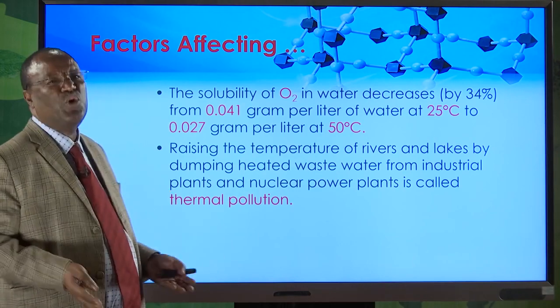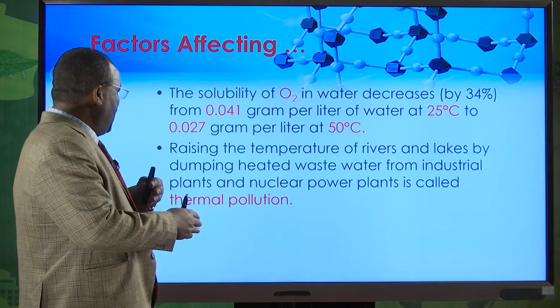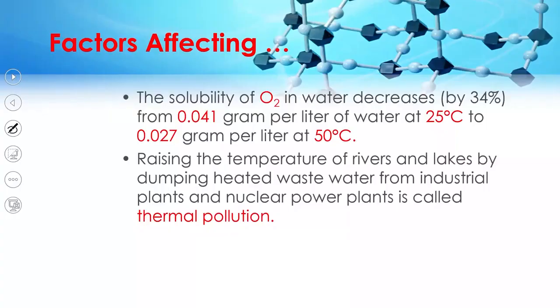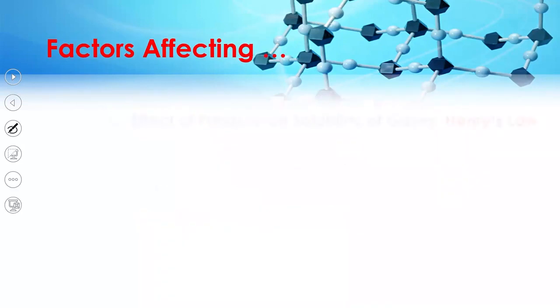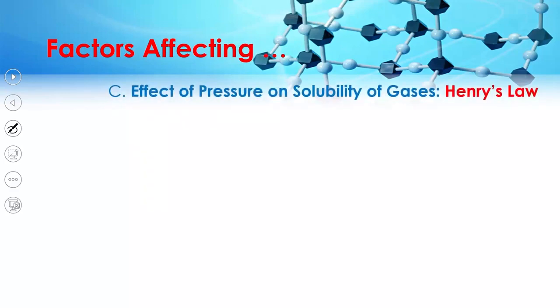Do you know what thermal pollution is? When the temperature of water bodies like rivers and lakes rises by dumping heated wastewater from industrial plants and nuclear power plants, this is called thermal pollution. The amount of oxygen dissolved in water will decrease as the temperature of the water bodies increases. This is what we call thermal pollution, which affects the aquatic life in water.